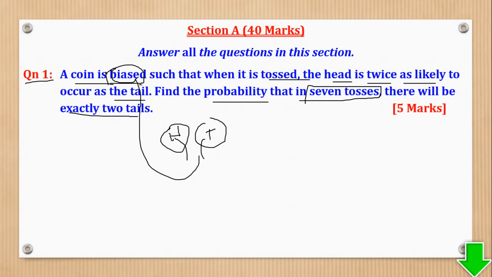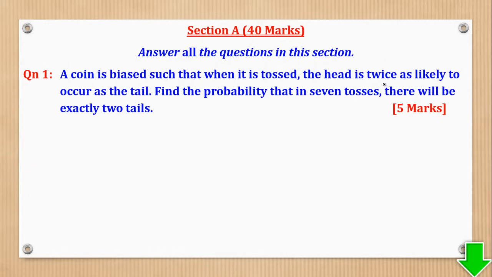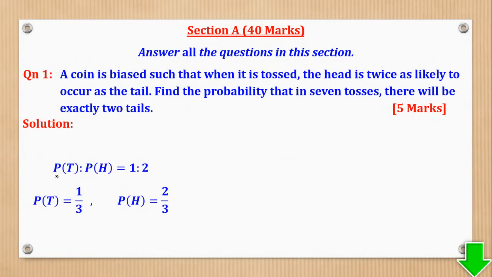When it is biased, it means the chances are unequal. Unbiased means the chances are equally likely to occur, but when they are unequal, then it is biased. That's why they have told us the probability of getting a head is twice the probability of getting a tail. So I can express it in ratio form. The ratio of tail to head is 1 to 2. That's what they have told us. Therefore, by ratios, the probability of a tail is 1 over the total ratio, which is 3, and the probability of a head is 2 over the total ratio, which is 3.